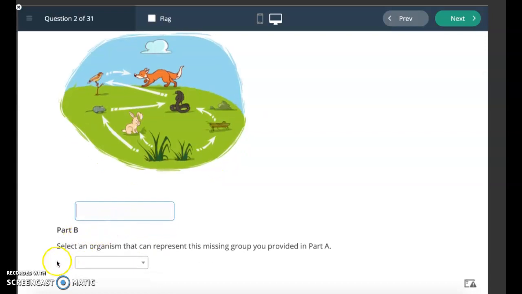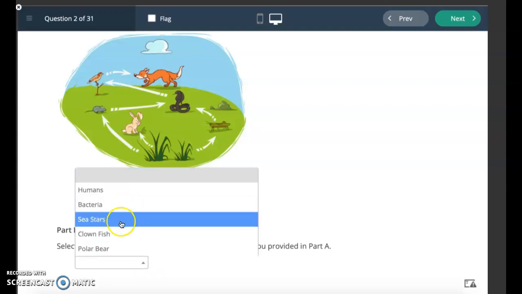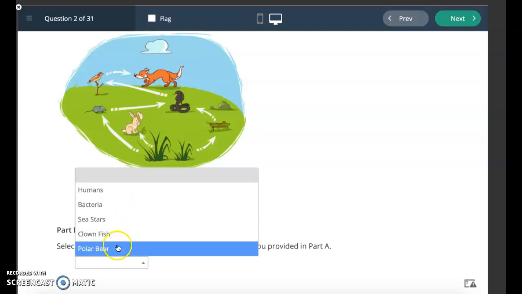Part B, select an organism that can represent this missing group you provided in Part A. And there's a drop down. So humans, bacteria, sea stars, clownfish, or polar bear are your choices.